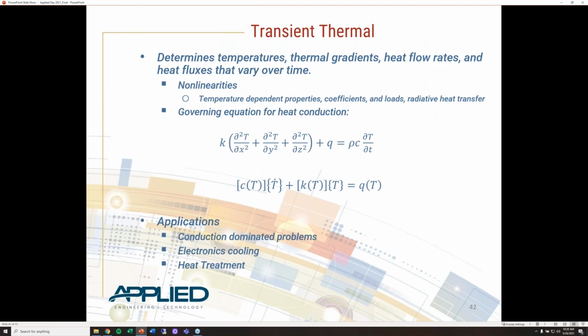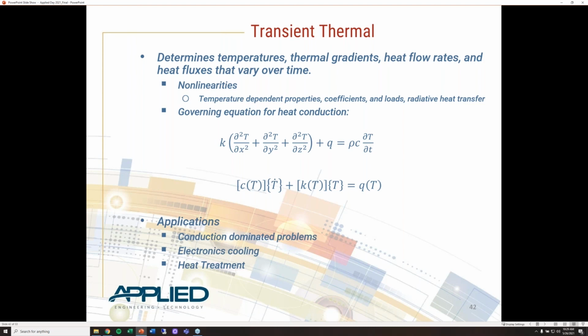We'll jump right into transient thermal analysis. This type of analysis determines temperatures, thermal gradients, heat flow rates, and heat fluxes that vary over time. Go back to our steady state thermal and we'll add time back in. We also add in nonlinearities too. So we can take into account things like temperature dependent properties, temperature dependent coefficients and loads, and even radiative heat transfer, okay? We have the governing equation for heat conduction written again here, and then we have it simplified down into its nonlinear matrix form.